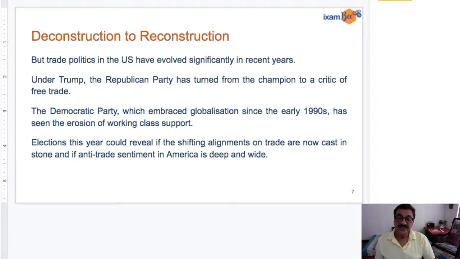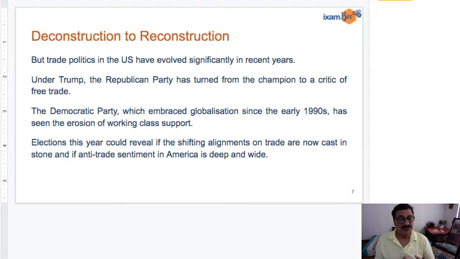The third sentence talks about the Democratic Party. Now he's talking of the second party in the US. The Democratic Party, which embraced globalization since the 1990s, has seen the erosion of working class support. So what is happening here? The Republican Party, which was a champion of free trade, has become a critic of free trade. The Democratic Party, which embraced globalization, which was also in for free trade since the 1990s, has seen the erosion of working class support.